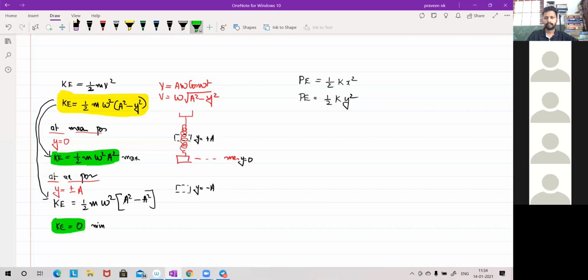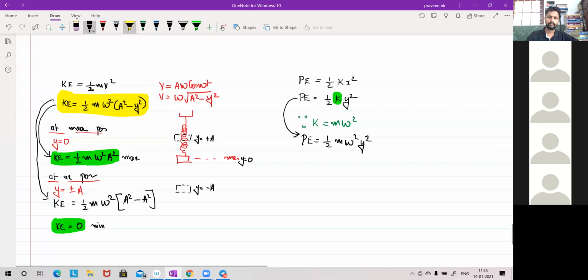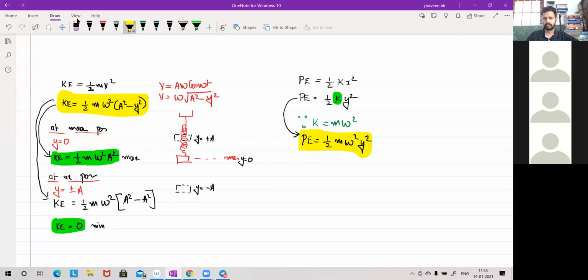And who is this k? K is the spring constant. Do we know the expression for k in terms of omega? Since we have learned k equal to m omega square, could I just substitute it over here? If we have learned the expression for k as m omega square, I could just substitute that k value into this potential energy. Then the potential energy will become half m omega square y square. Isn't it? Yes. Here we will get our potential energy value as half m omega square y square. This is the general expression for the potential energy.